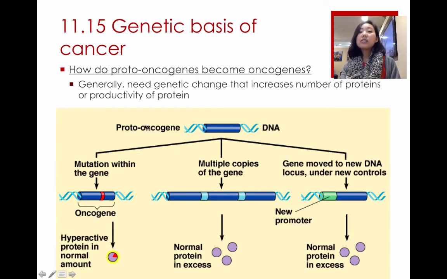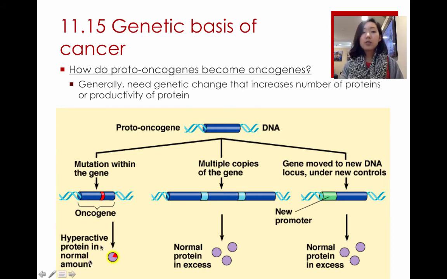Another possibility is that the proto-oncogene moves its location to a different part of the chromosome, and in doing so, it is now controlled by a different promoter. And now this new promoter might drive expression much more quickly than the previous promoter. And so now this gene, which is exactly the same, just because it's in a new position, will lead to many more copies of the protein being produced.